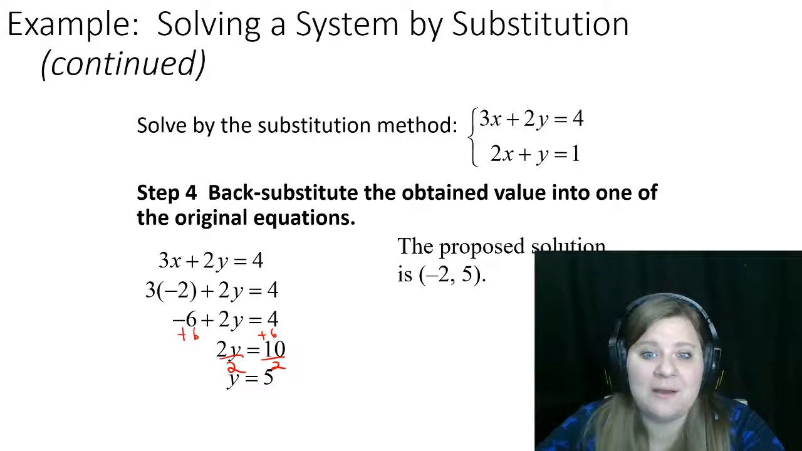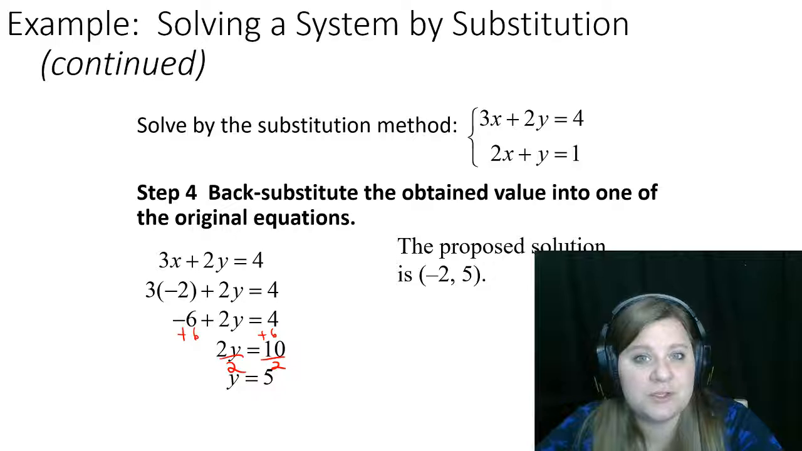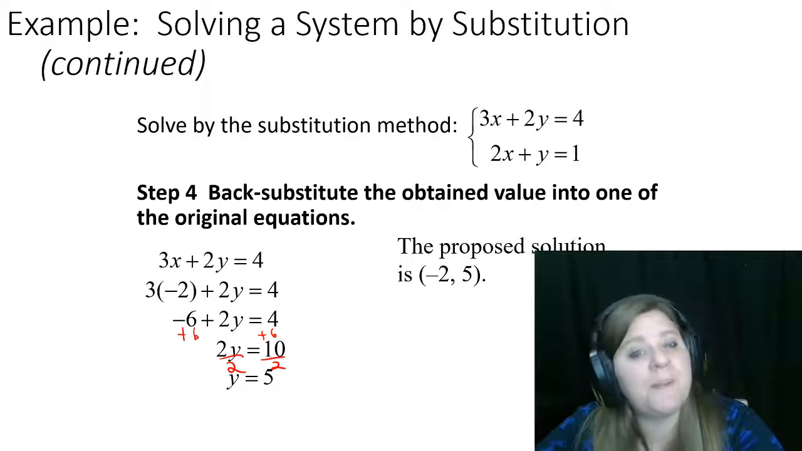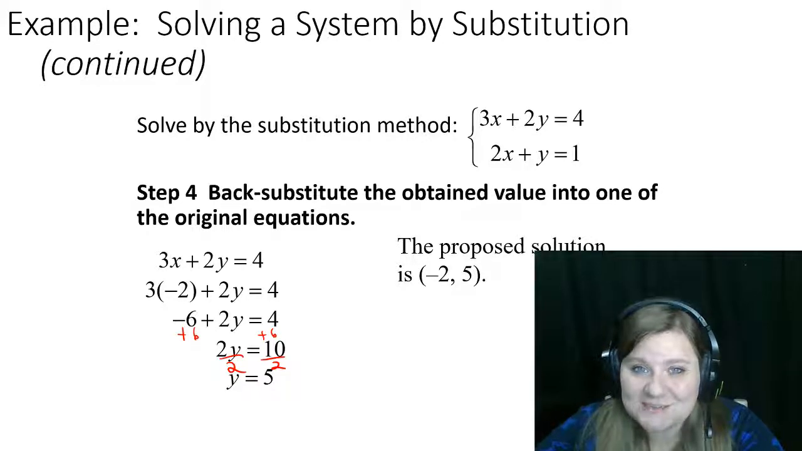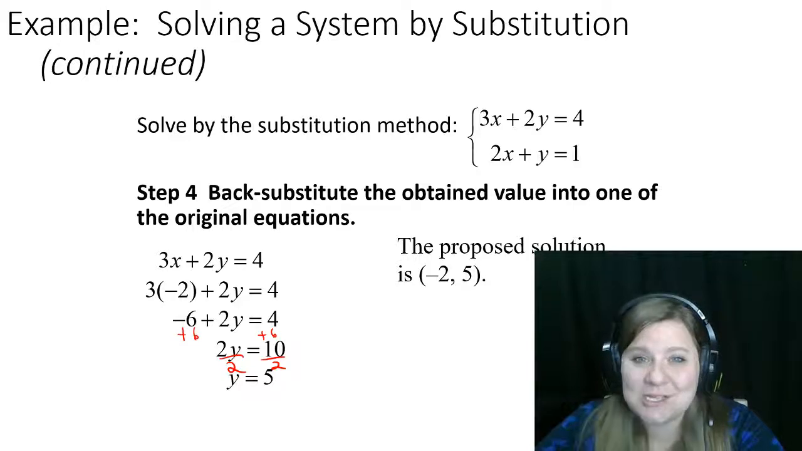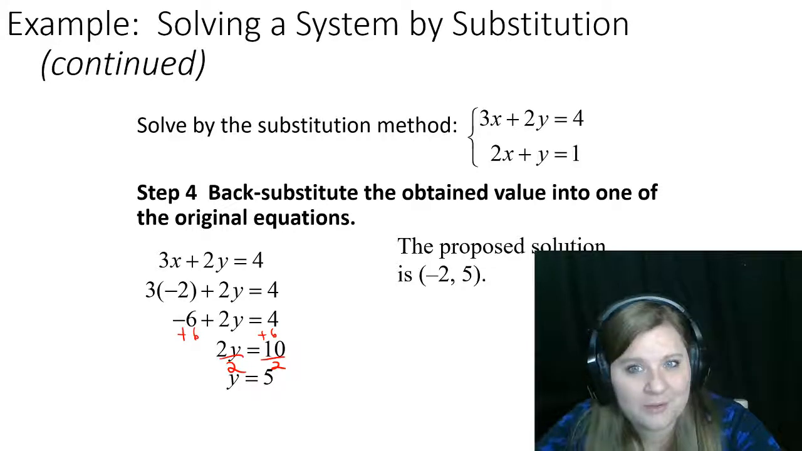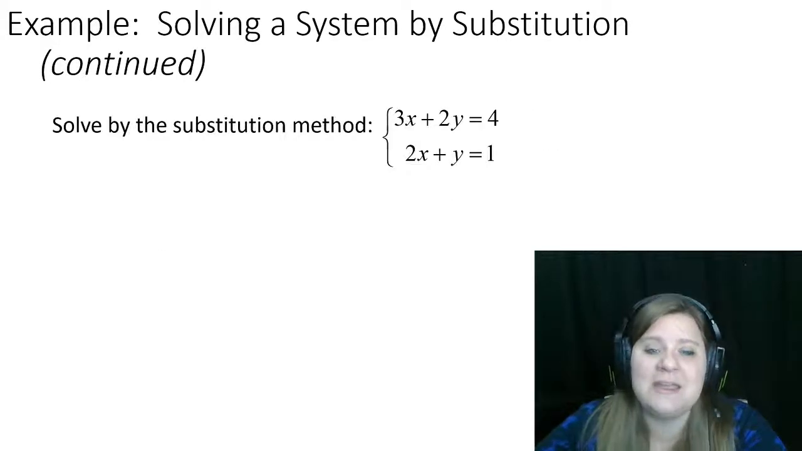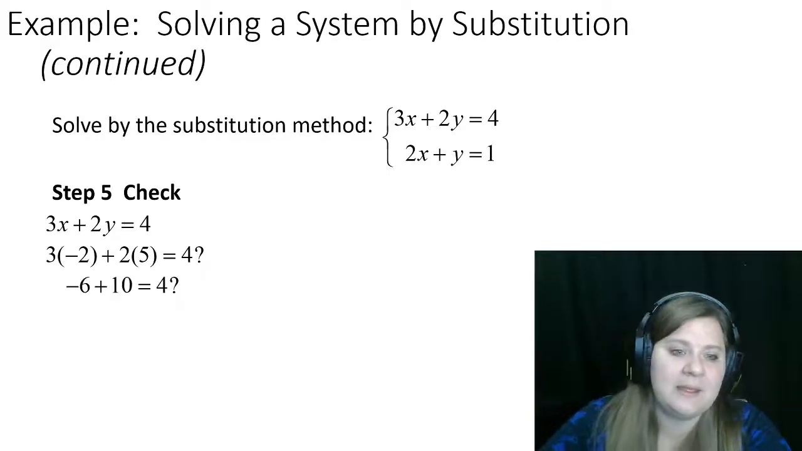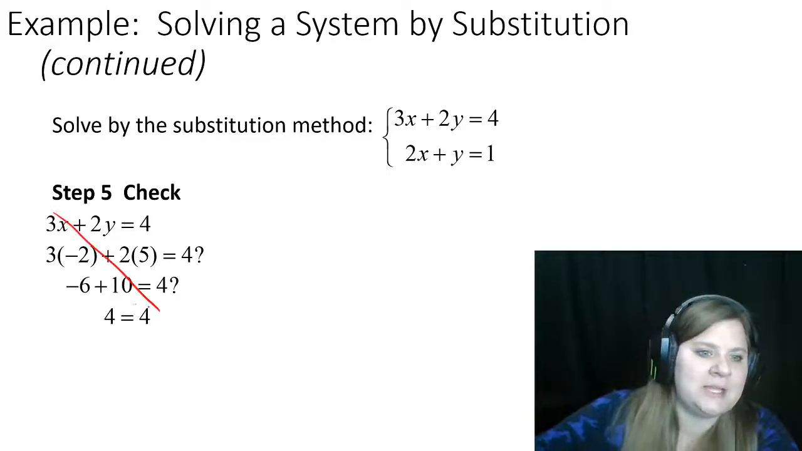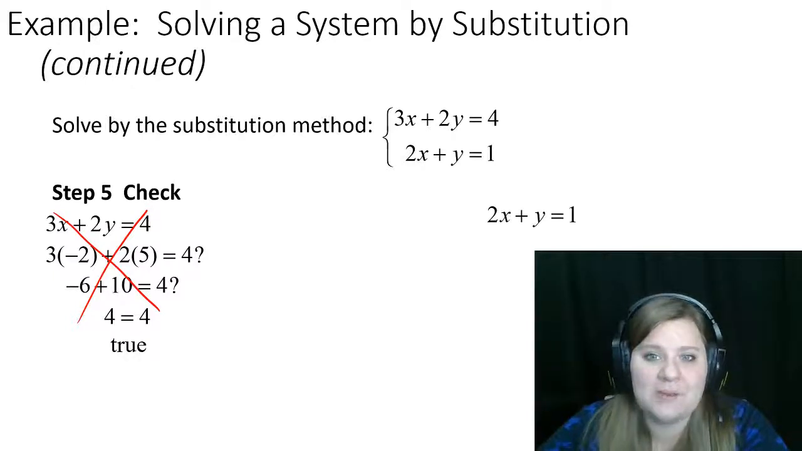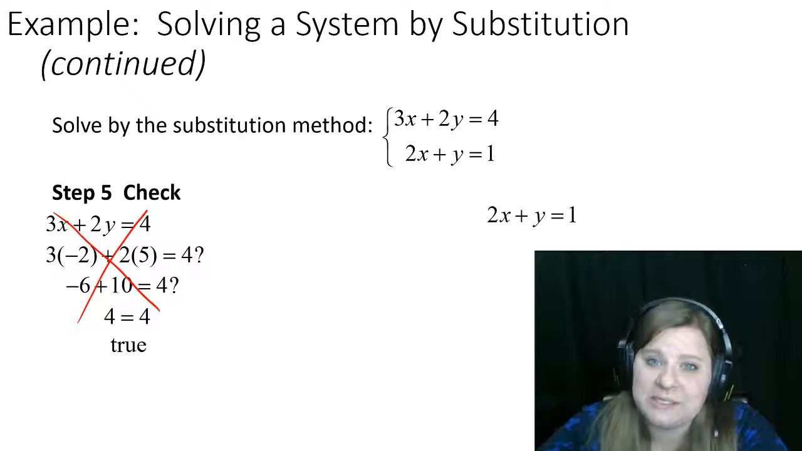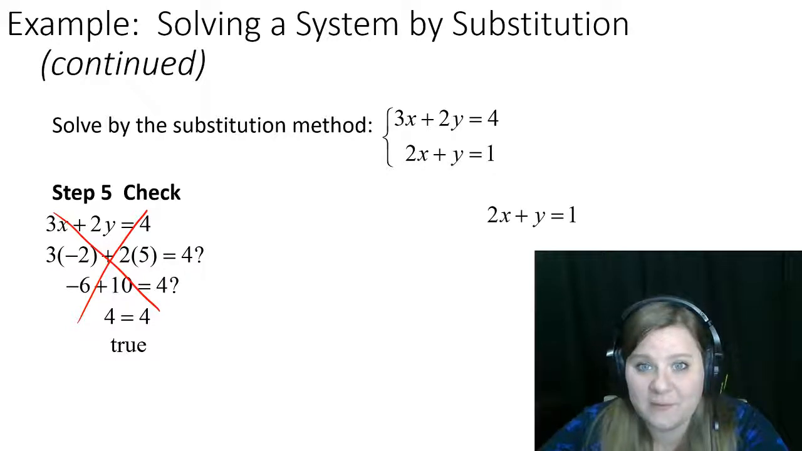So now I have the answer negative 2, 5. Notice that this slide calls it a proposed solution. That's because I still need to check it. Now, I used the top equation to find my y value, so I'm going to check in my second equation. I don't require that you check in the first equation if you used that already, but I do require that you check it in the equation you didn't use to solve for the second variable.